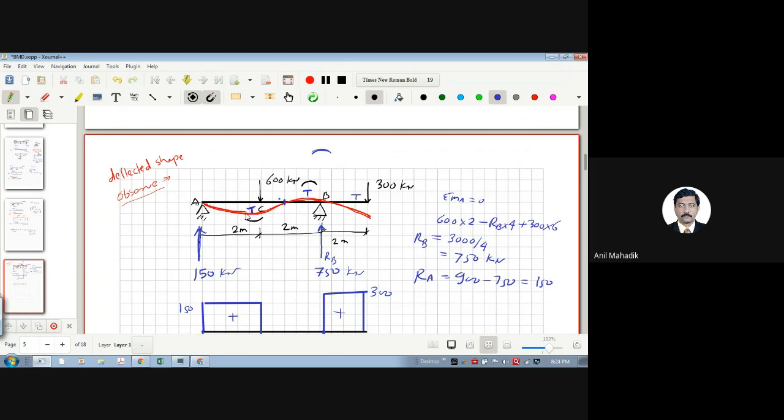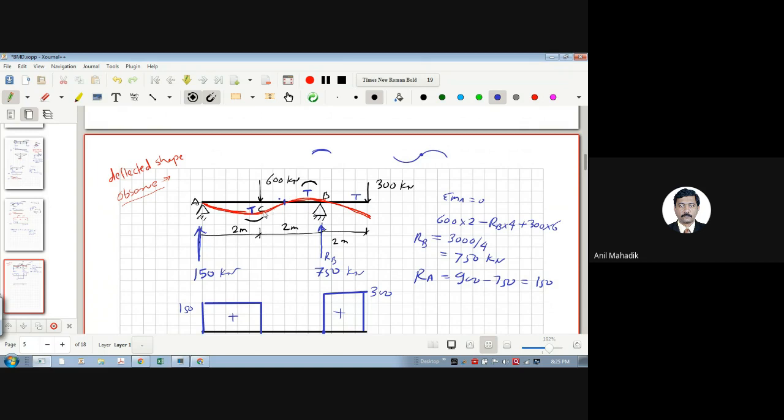Up to here the deflected shape was like this. Now the curvature got changed. The curvature was like this in this region, and now it has changed here. Do you understand? That is the point. So the curvature is like this in this region, and now it is changing its side, or direction we can say. So this point is the point of contraflexure.